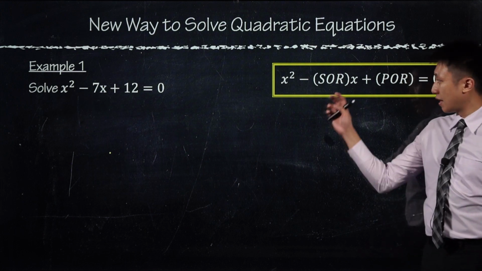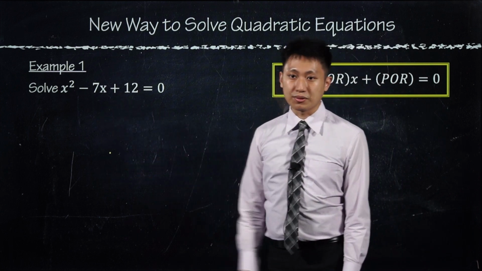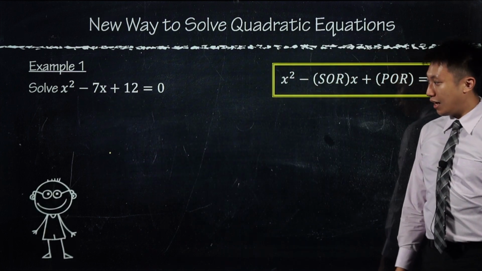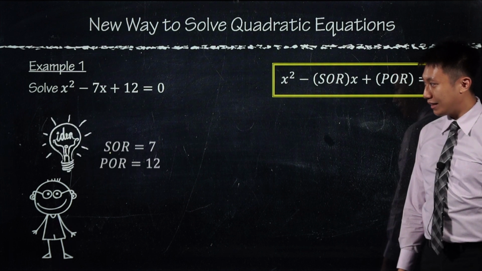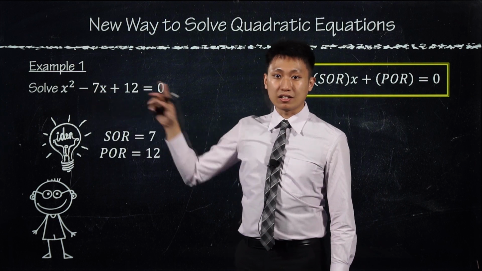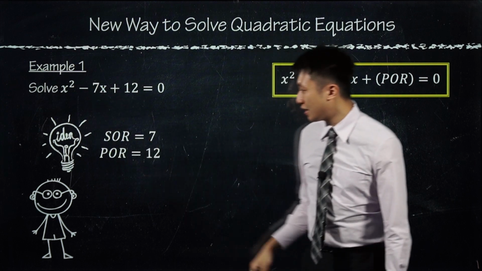Let's try this. I have written this down. I want to solve this one. How do I solve this one? Okay, I think I can do this. The sum of roots is 7, not -7. Product of roots is 12. You take the whole thing.